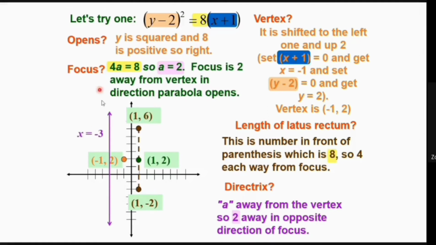At ang equation ng vertical line na yan is x is equal to negative 3, kasi from the point of origin, we will count 1, 2, 3. So along x, it is at negative 3. So yung equation ng directrix is x is equal to negative 3.